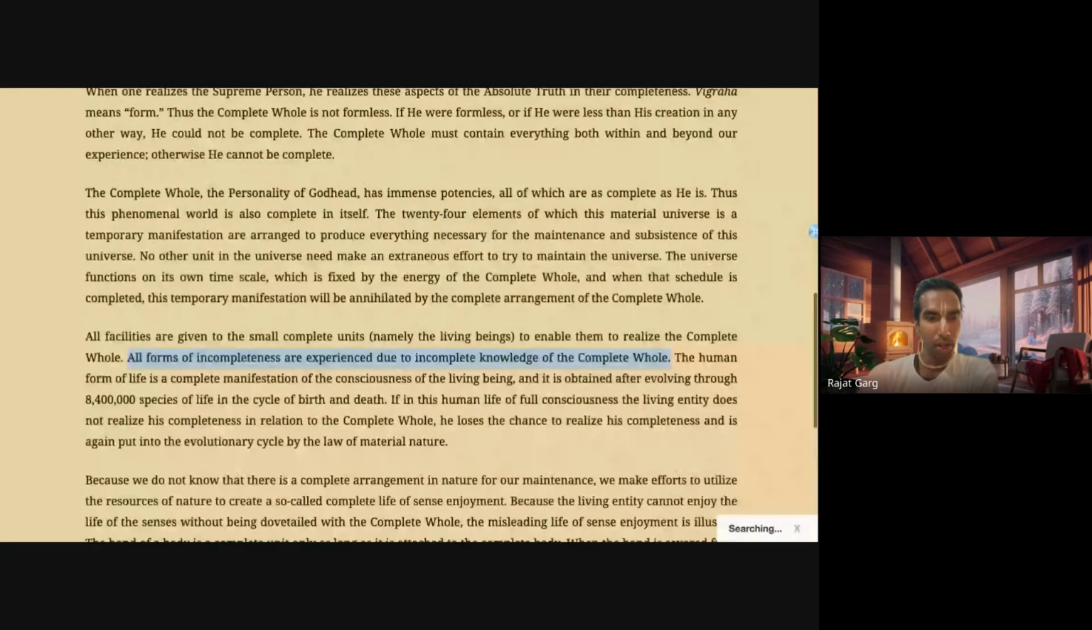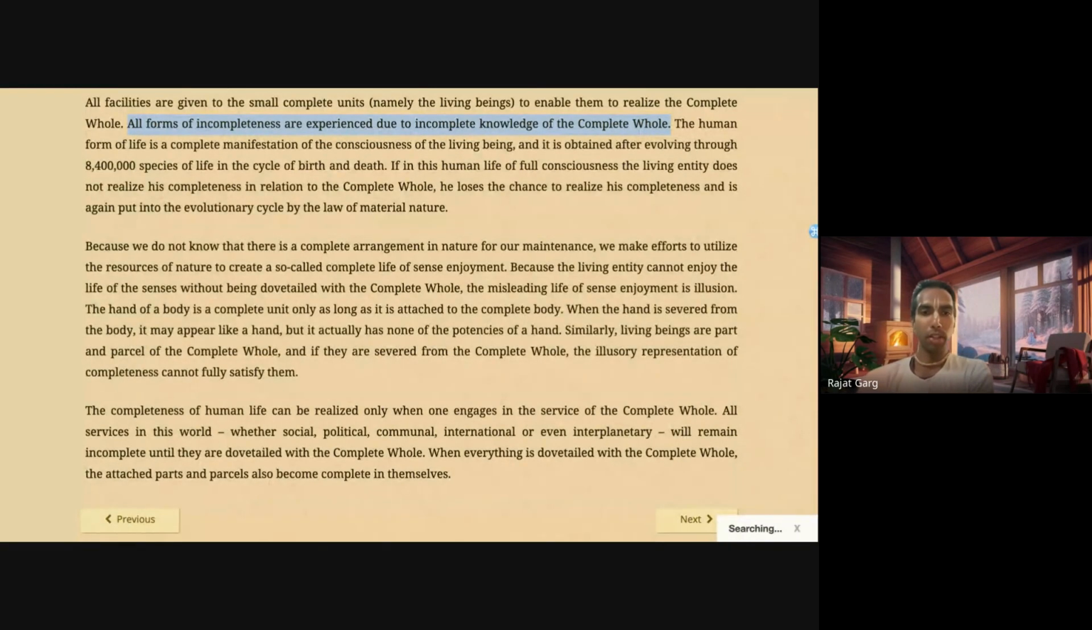Okay, so I think we read three paragraphs to our left. Because we do not know that there is a complete arrangement in nature for our maintenance, we make efforts to utilize the resources of nature to create a so-called complete life of sense enjoyment. Because the living entity cannot enjoy the life of the senses without being dovetailed with the complete whole, the misleading life of sense enjoyment is illusion. The hand of a body is a complete unit only as long as it is attached to the complete body. When the hand is severed from the body, it may appear like a hand, but it actually has none of the potencies of a hand. Similarly, living beings are part and parcel of the complete whole, and if they are severed from the complete whole, the illusory representation of completeness cannot fully satisfy them.